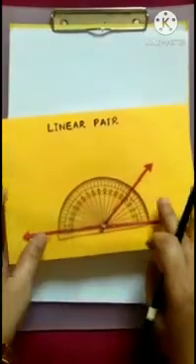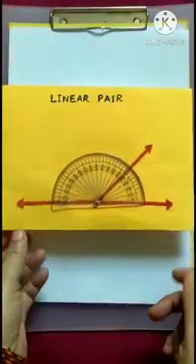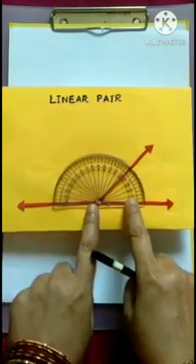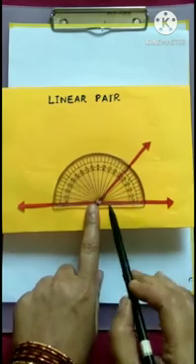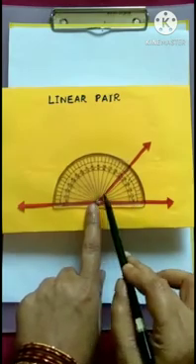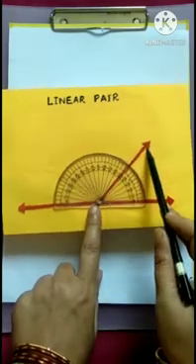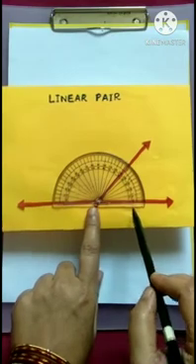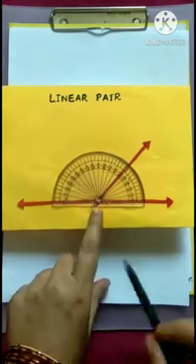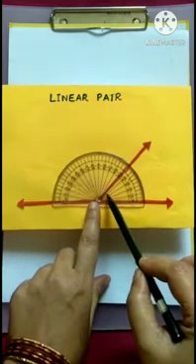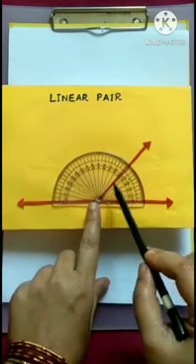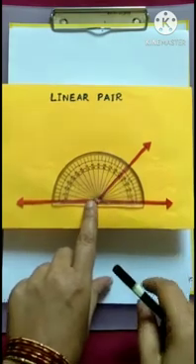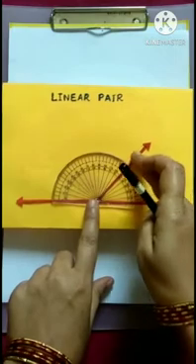Observe the model, children, here. Now here if you observe, these two are adjacent angles. It has a common arm. Non-common arms are in opposite directions, which form a straight line. Now you observe here. The angle between two rays is 50 degrees and here is 130 degrees. So 50 degrees plus 130 degrees is 180 degrees, which forms a linear pair.